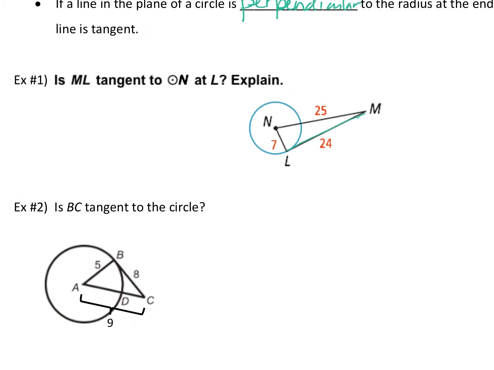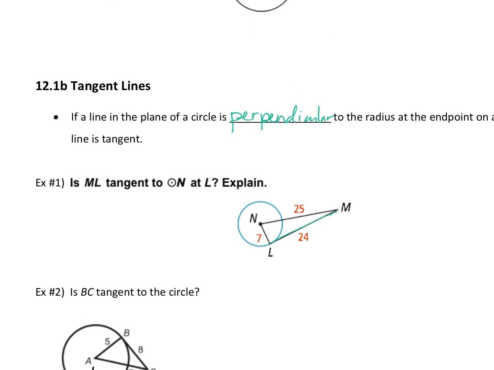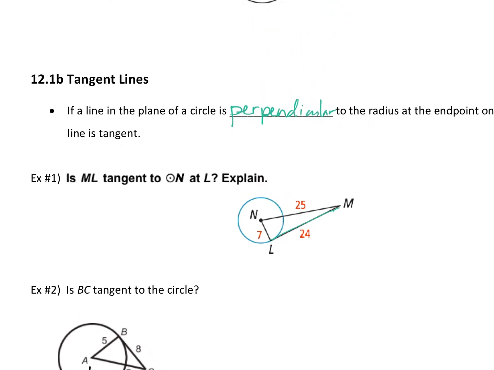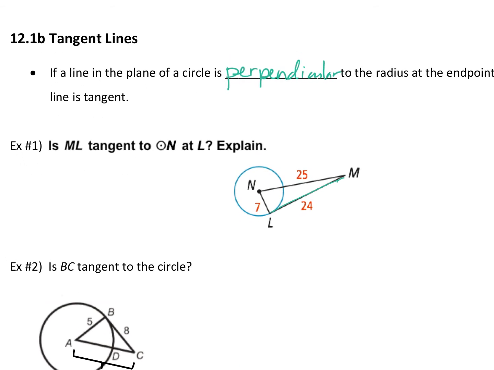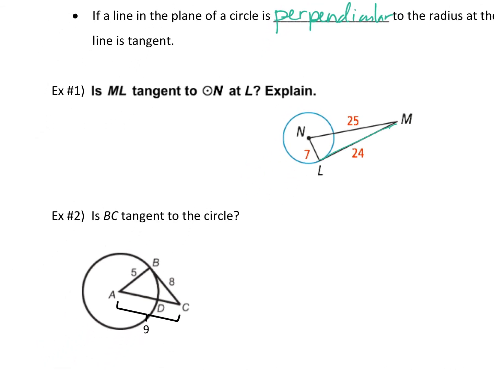What does this theorem say? If it is what? Perpendicular. How do you tell if they're perpendicular? If it's a right triangle. Pythagorean theorem. Okay? So you're going to do the Pythagorean theorem right now. You're going to do 7 squared plus 24 squared should equal 25 squared. If it does, it is tangent. If it doesn't, not tangent.